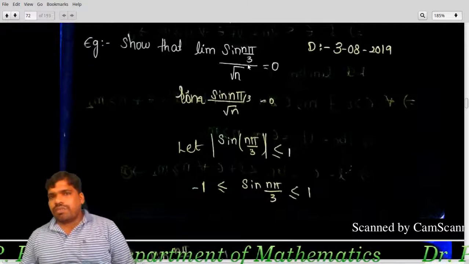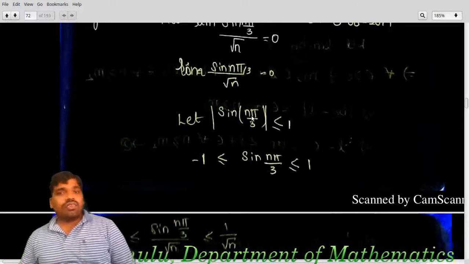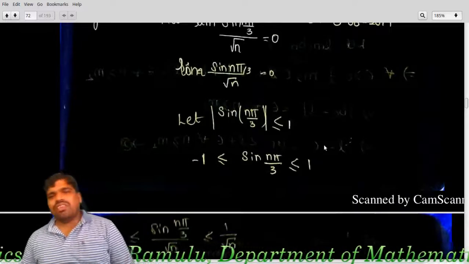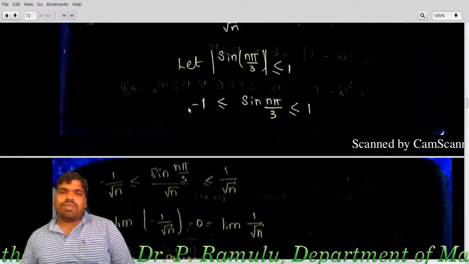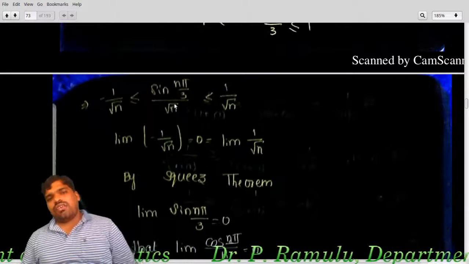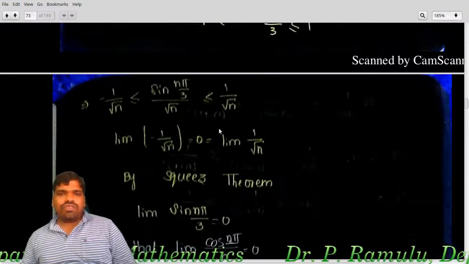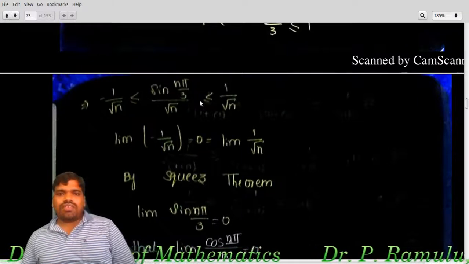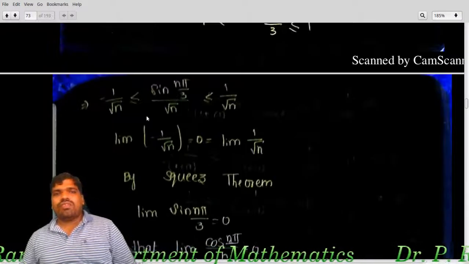I am taking sin(n pi by 3) is less than or equal to 1. If I take sin x less than or equal to 1, in place of x we have n pi by 3, that is less than or equal to 1. Minus 1 less than or equal to sin(n pi by 3) less than or equal to 1. Dividing this inequality by root n, minus 1 by root n is less than or equal to sin(n pi by 3) by root n, which is less than or equal to 1 by root n. This will be 0, this will be 0. By the squeeze theorem, the middle one is also 0.